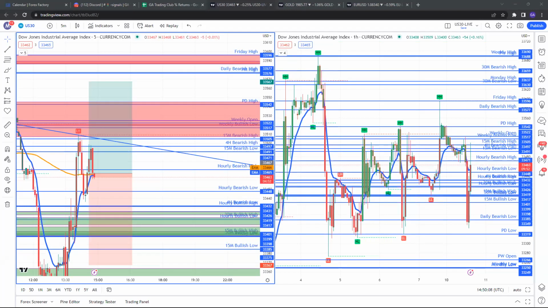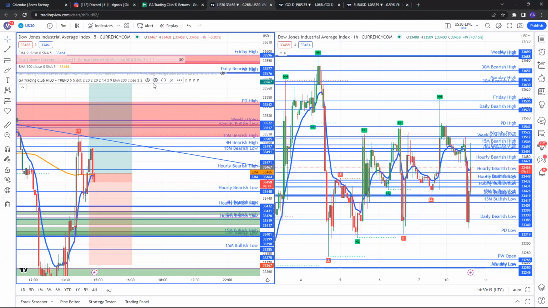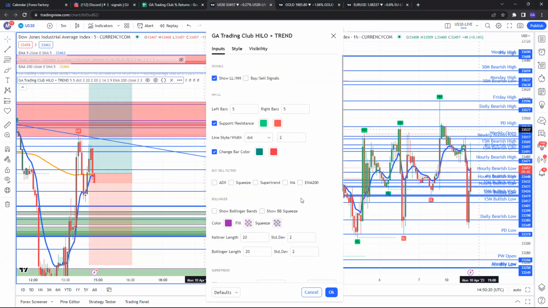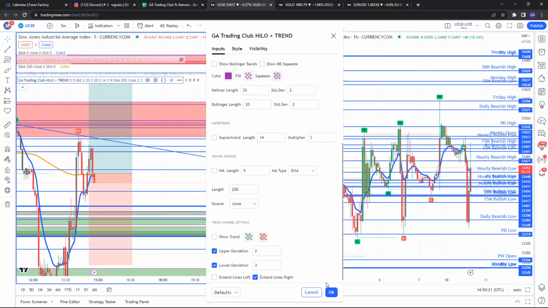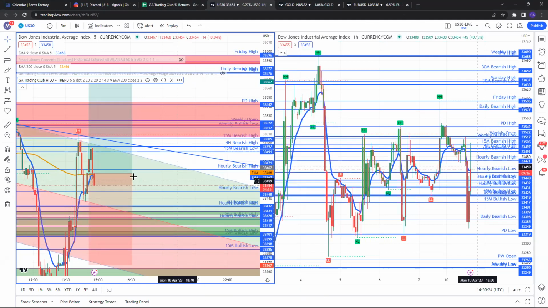All right, so still holding this trade. Let's see, another thing to look at. Okay, so this is still good.